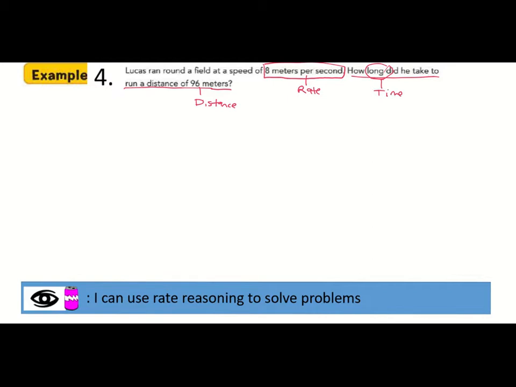So I'm going to use that triangle once again. The triangle was distance on the top, rate, and time. So let me go ahead and plug in some values here. I do know the distance, which is 96 meters. I know the rate, which is 8 meters per second. And I don't know the time, so I'm going to call that t.